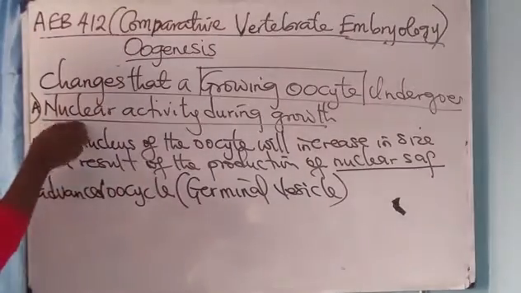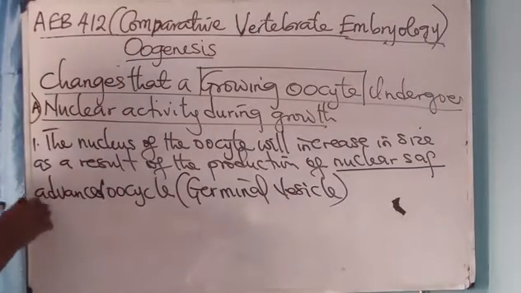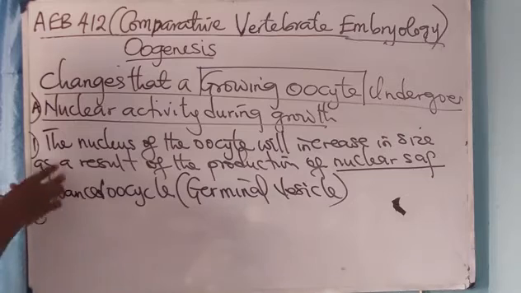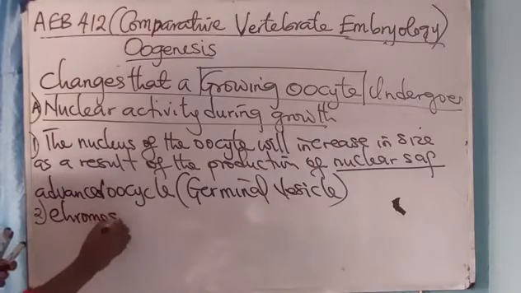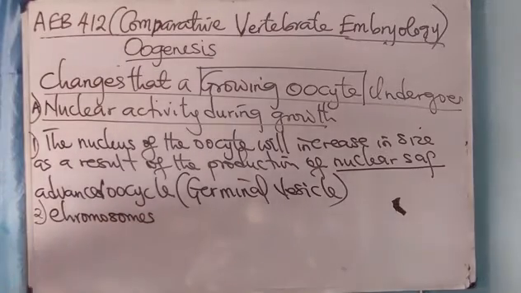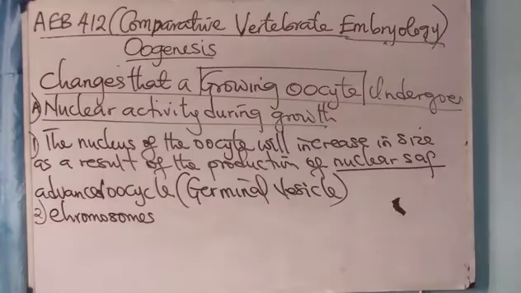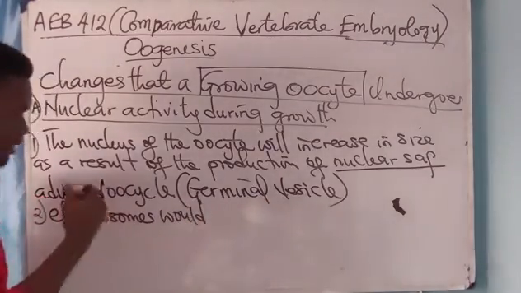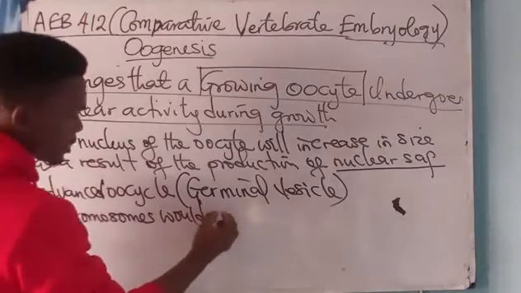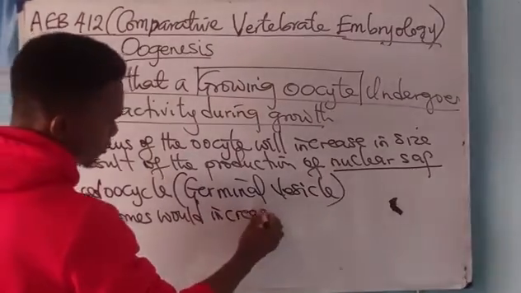Then number 2, under nuclear activity. All right, these are the activities that occur inside the what? Inside the nucleus. Now the chromosomes. The chromosomes would increase in size. They are all increasing in size.